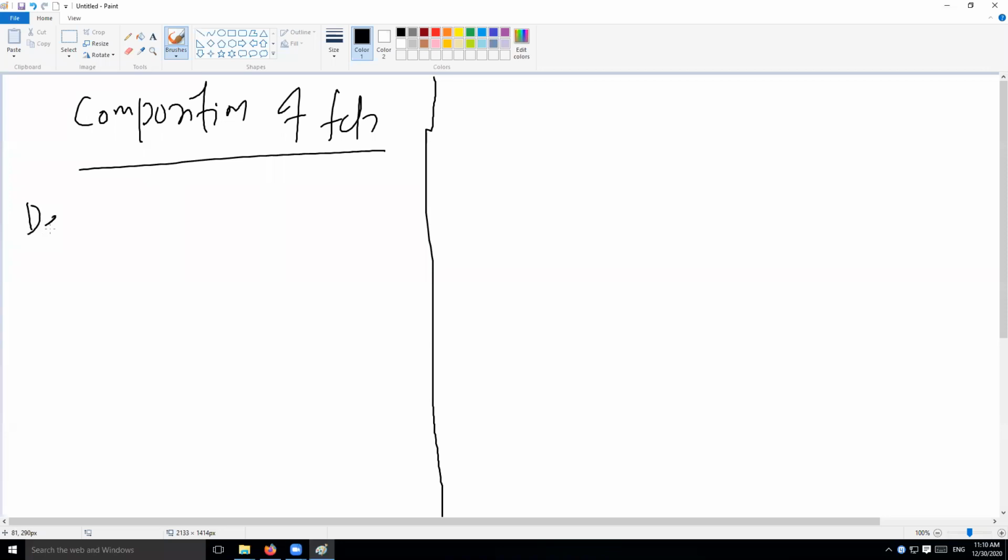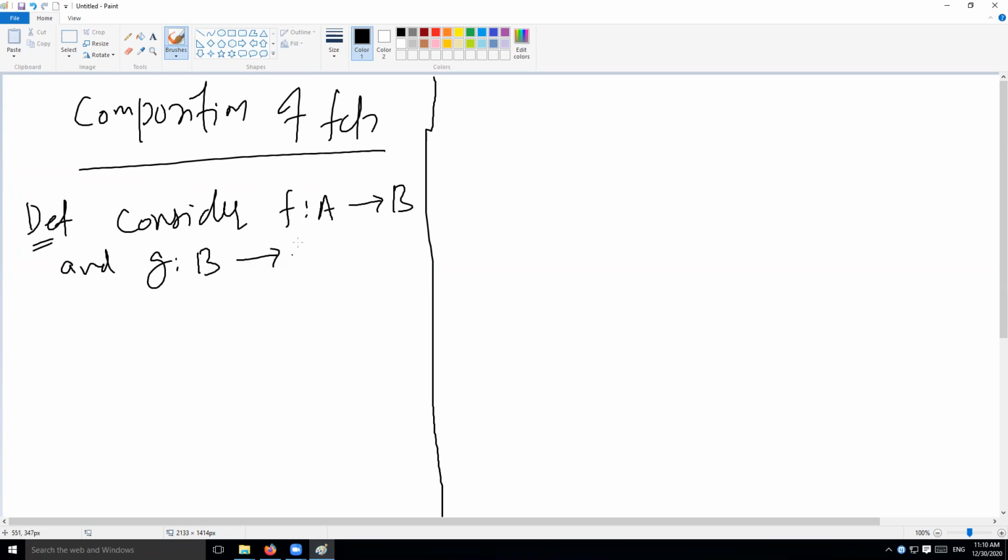So here's a definition. Consider you have a function f that is a function from A to B, where A is some set and B is some set, and say g is another function from B to C. So f is a function whose domain is A and codomain is B, and g is a function whose domain is B and the codomain is C.